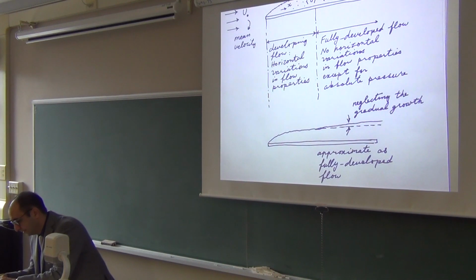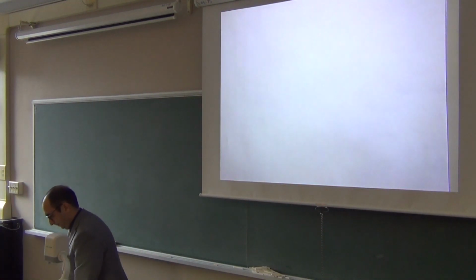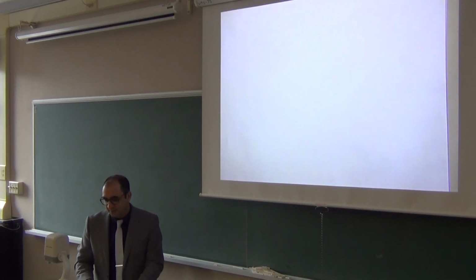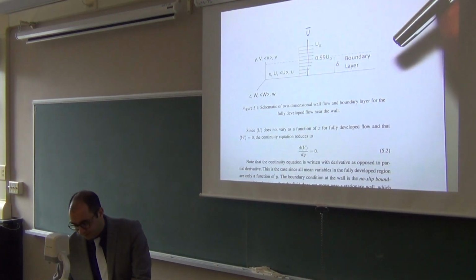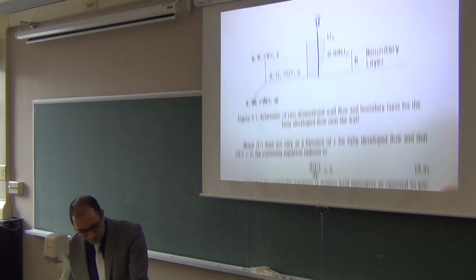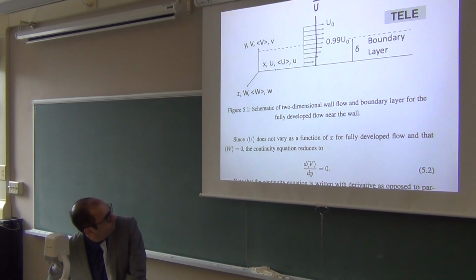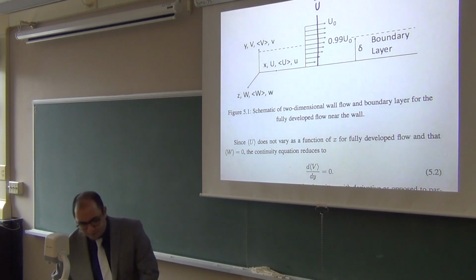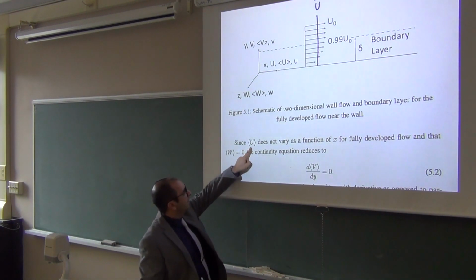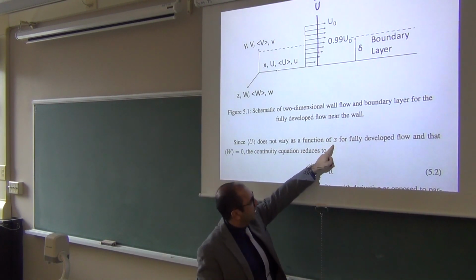Now I will write it down into the equations. First, I will continue with the continuity equation, show you how that equation is satisfied in all flows. Then I will develop the momentum equation for it. So here is what I'm going to say. I'm telling you that, by definition, the mean velocity component u does not vary as a function of x for the fully developed flow.